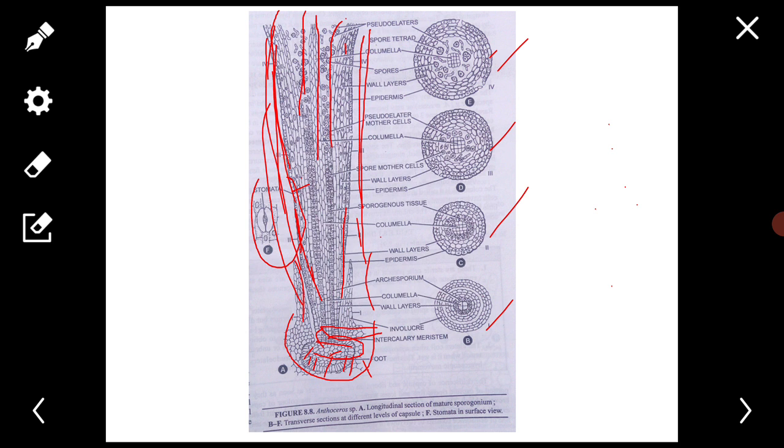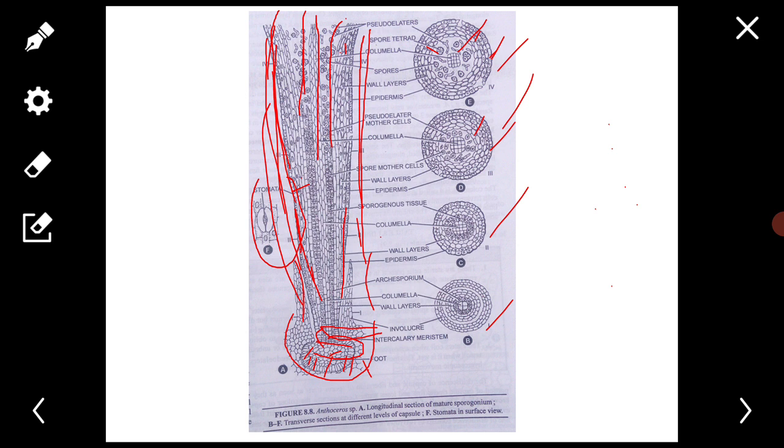Still a higher level, और हम और उसके ऊपर चलते हैं तो this zone shows characteristic spore tetrads and pseudo-elaters. Some of the spores may lie free in the spore sac. कुछ means they lie free in the spore sac. The spore tetrad consists of 4 haploid spores arranged tetrahedrally.